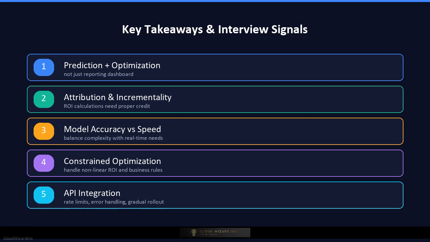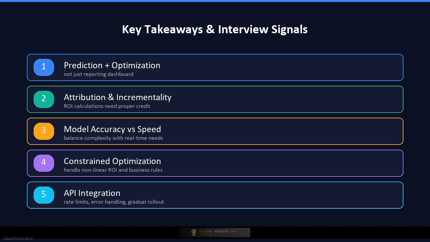Key takeaways for your interview. First, an ROI optimization engine is a prediction and optimization system, not just a reporting dashboard, so emphasize machine learning models and constrained optimization algorithms. Second, always discuss attribution models and incrementality testing, because ROI calculations are meaningless without proper credit assignment.